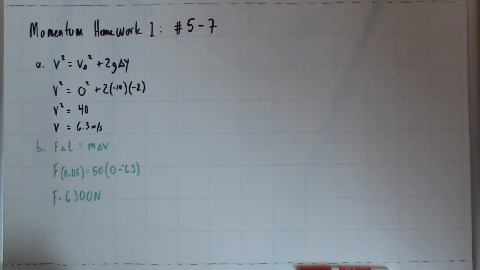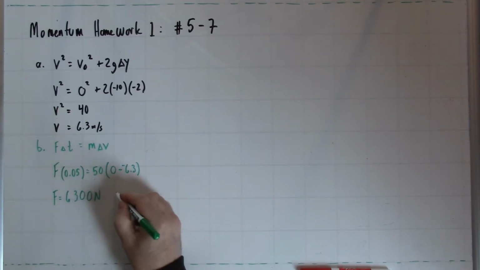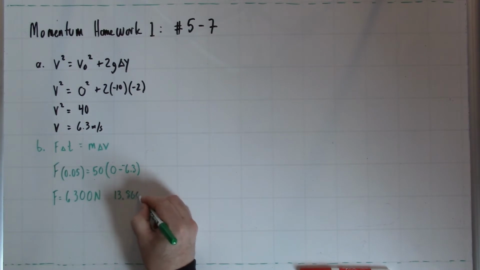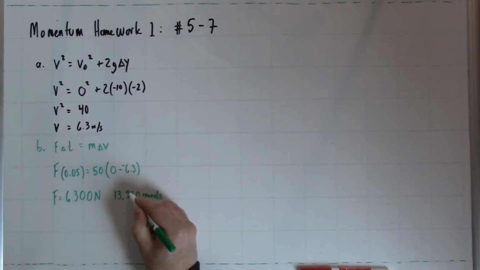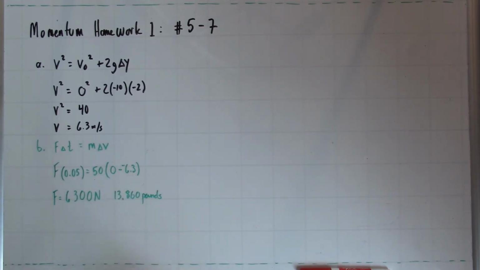So that seems like a lot, okay? The problem says multiply by 2.2 to get it in pounds. That's like 13,860 pounds. Now, that's interesting because 13,000 pounds, that seems like a lot, and it is, okay?